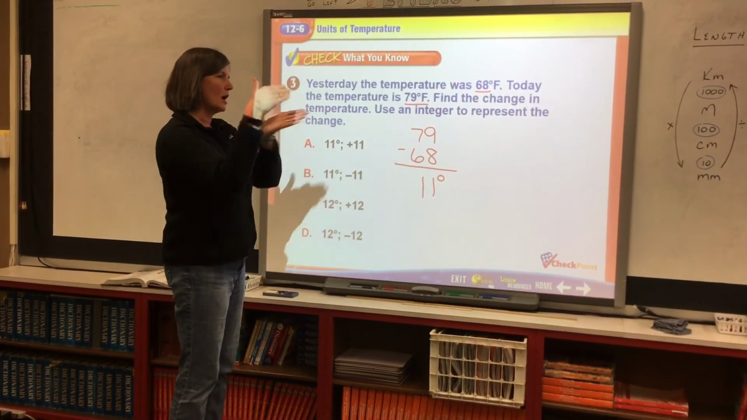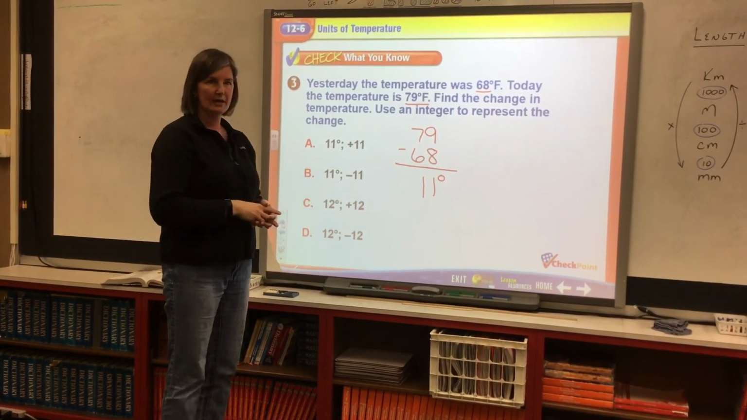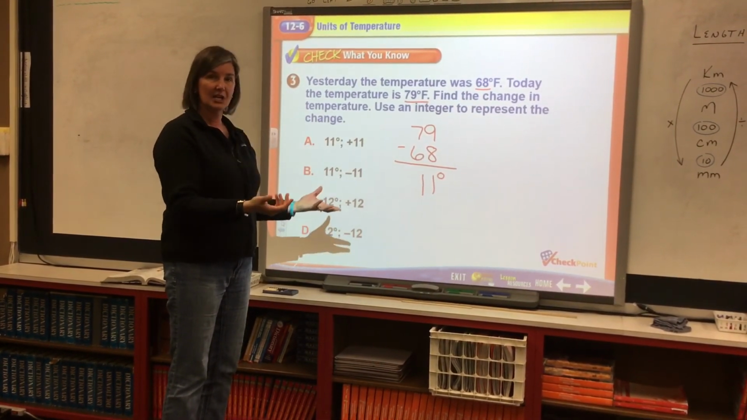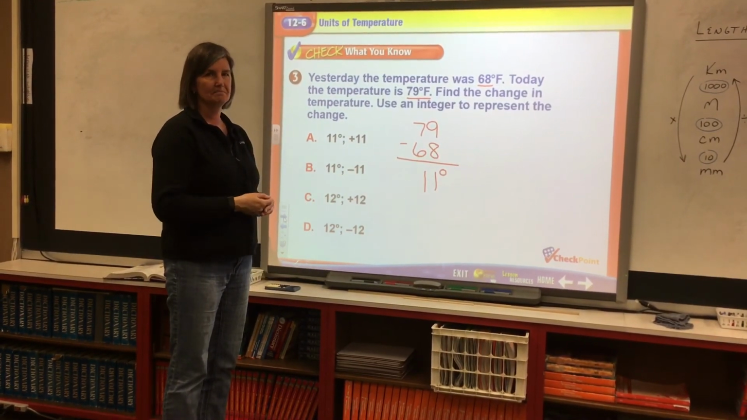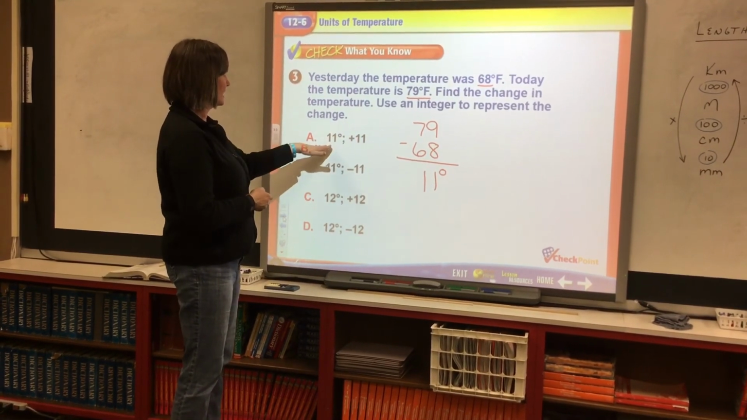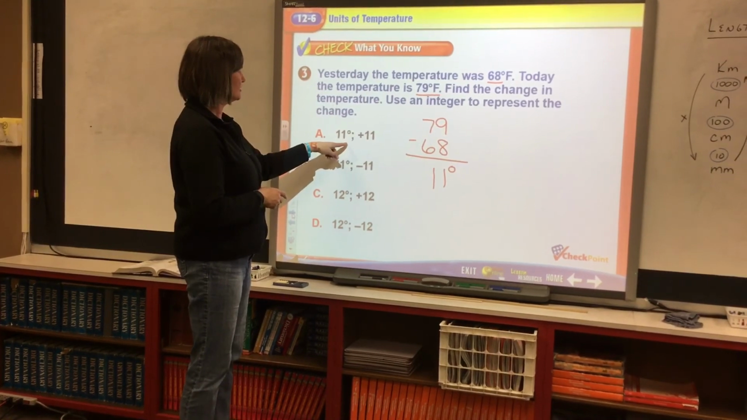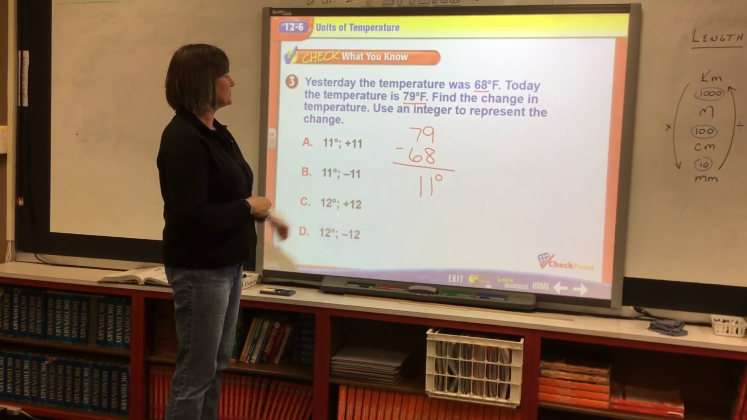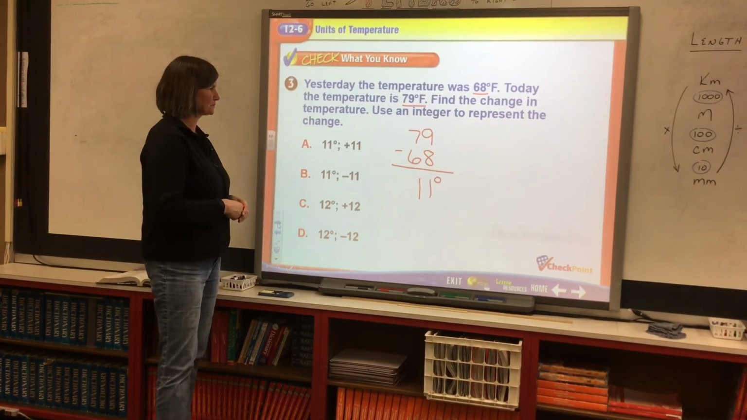Did the temperature go up or did the temperature go down? It went up. Because it went up, that means it increased. Do we write that as a positive 11 or a negative 11? Positive. Because it went up, it is written as a positive 11. All right, and you can see in answer letter A, there's the difference in temperature, 11 degrees, and we said it went up, so we would signify that as a plus 11.